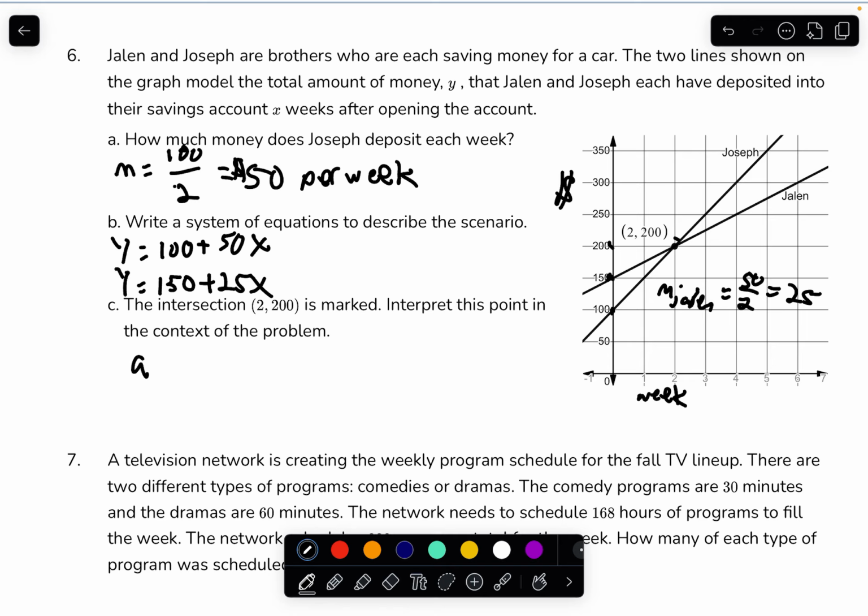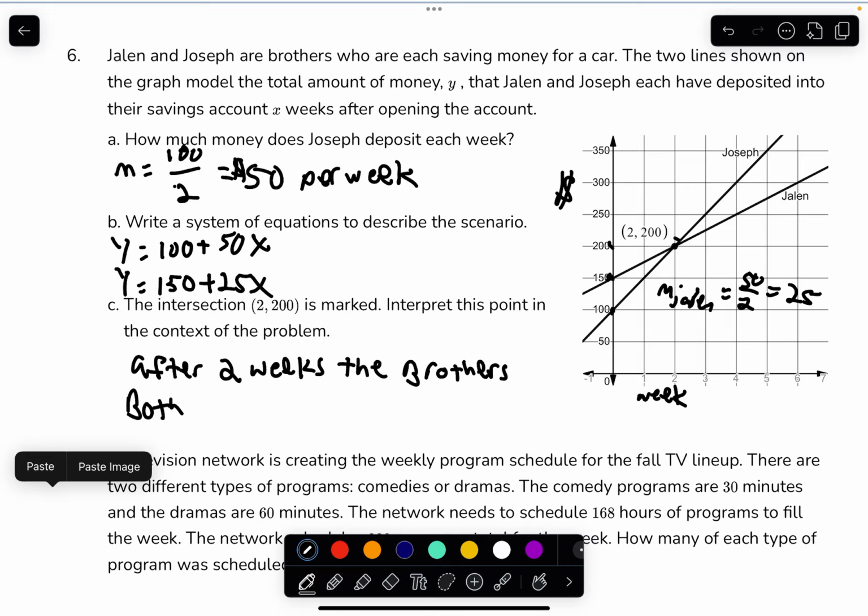Interpret this point. After 2 weeks, the brothers both saved $200.